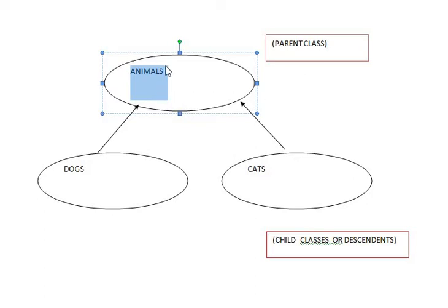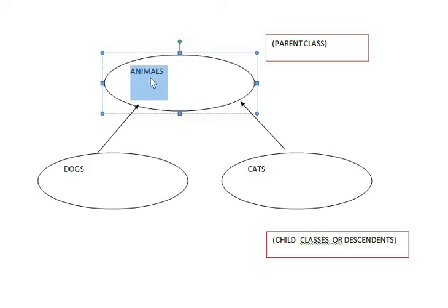If you look at this figure, this particular class called animals has its child classes or descendants, or you can say its subclasses, which are dogs and cats. Since these are the descendants of this parent class animals, these descendant classes can easily access the protected members of this class called animals.